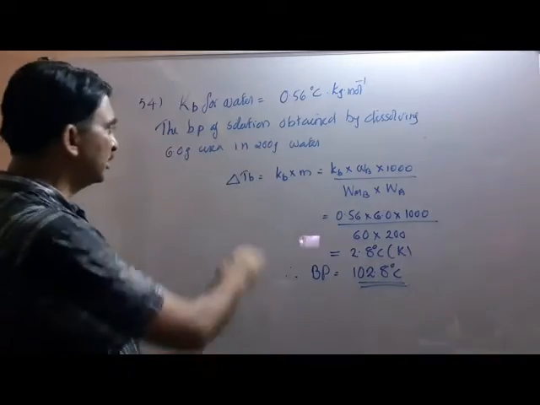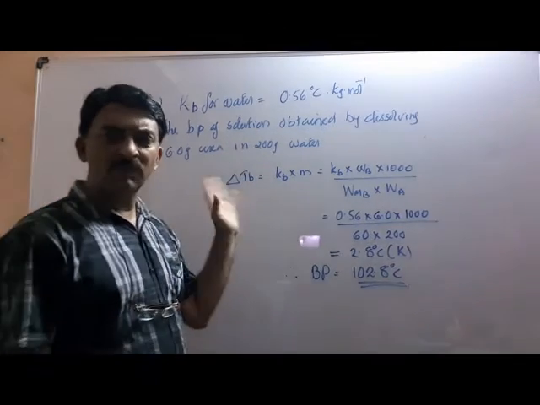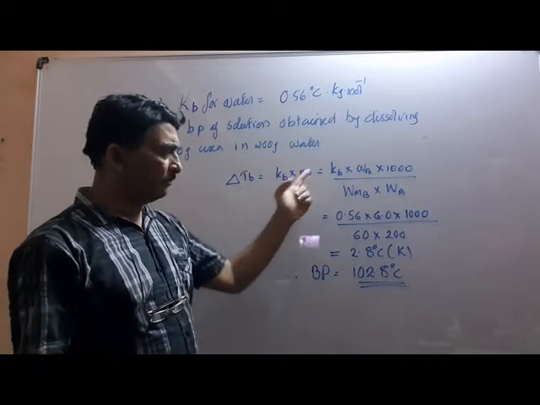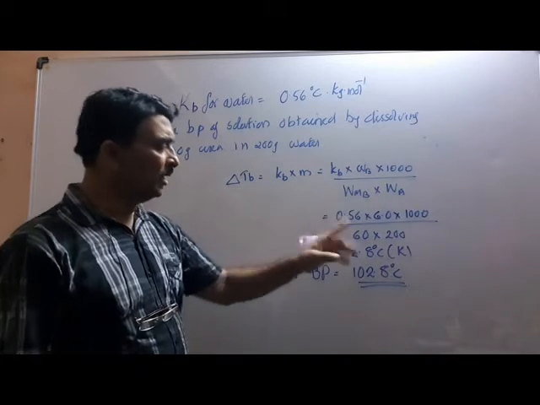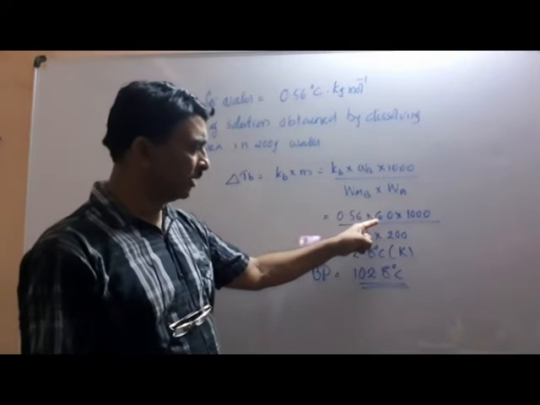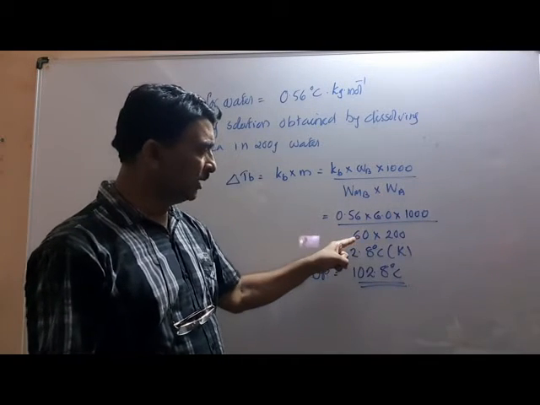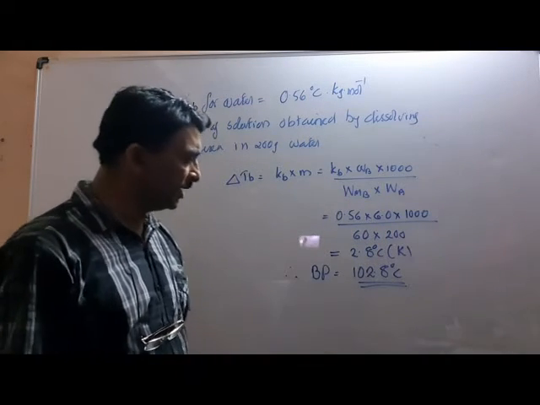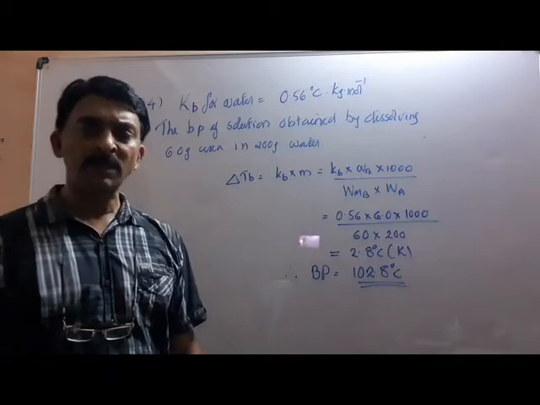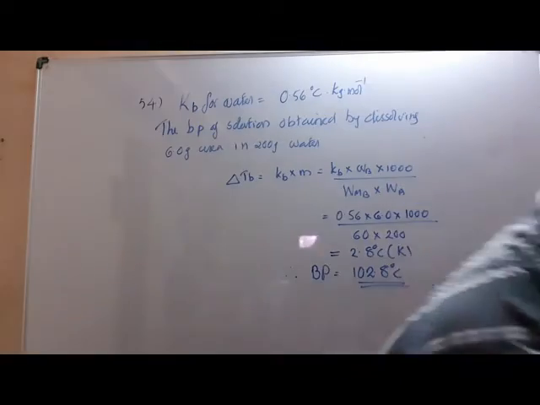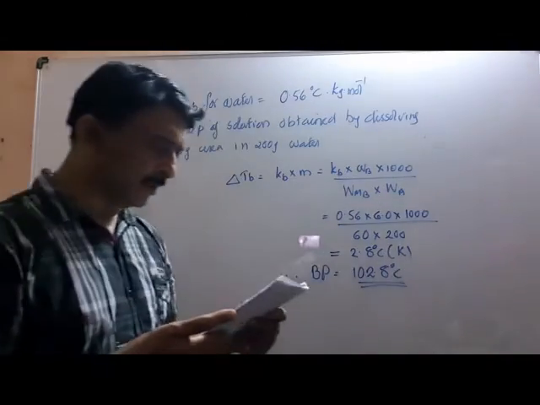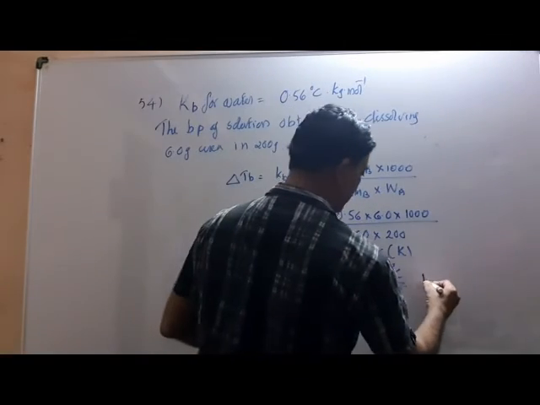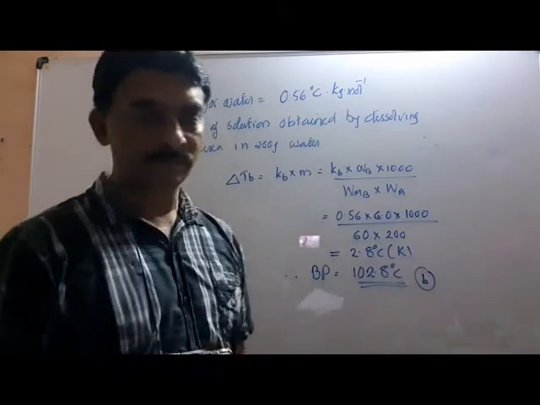The boiling point of the solution obtained. We straight away fill into the original equation. Delta Tb is equal to Kb into m, but m is Wb into 1000 by Wm into Wa. 0.56 is Kb, into 6 gram urea, 6 into 1000 by 60, the molar mass of urea we know, and 200 is the mass of solvent. You get 2.8. So the boiling point will be 100 plus 2.8 degrees Celsius, that means 102.8 degrees Celsius. B is the answer.